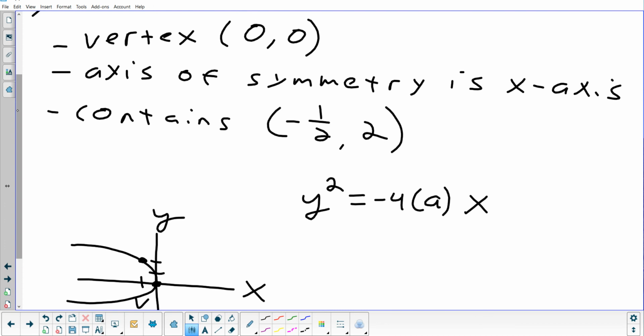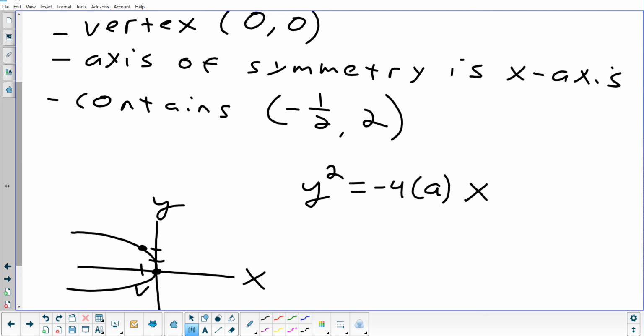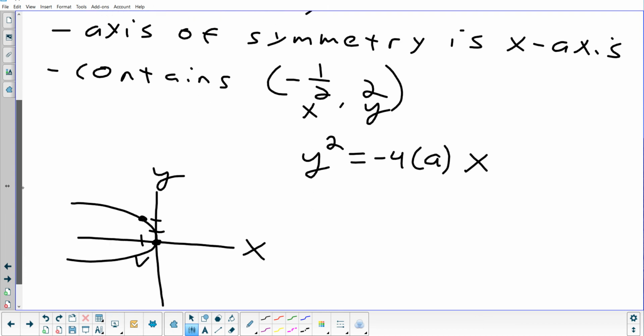I haven't used that -1/2, 2. What can I do with that to find a? Plug it in. This is x, this is y. You're going to solve for a this time by plugging in a point, because you don't know the focus and you don't know the directrix, so you can't measure the distance like we have all once before. So fill it in and watch what happens.